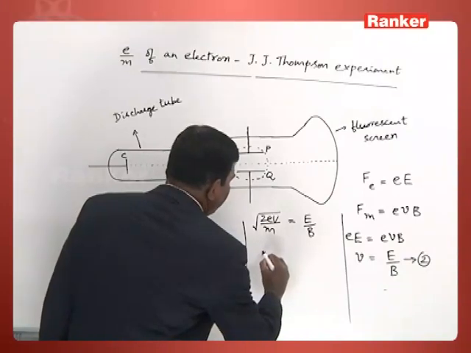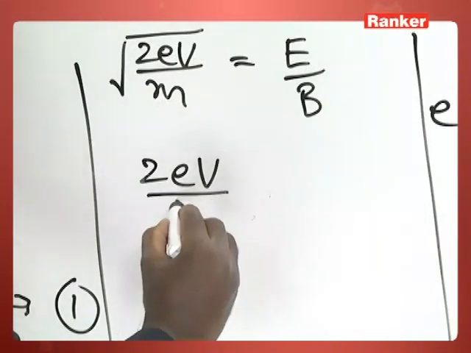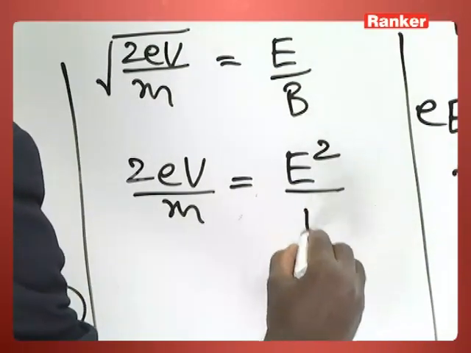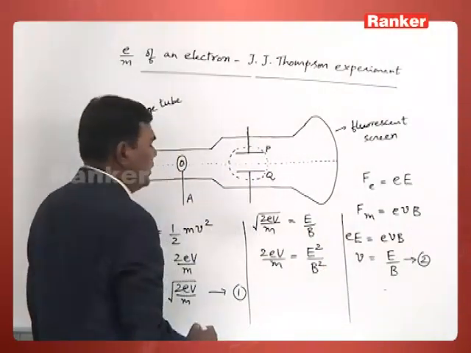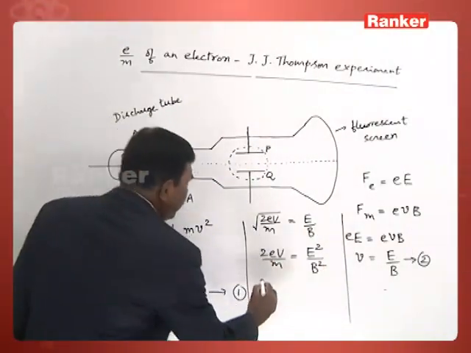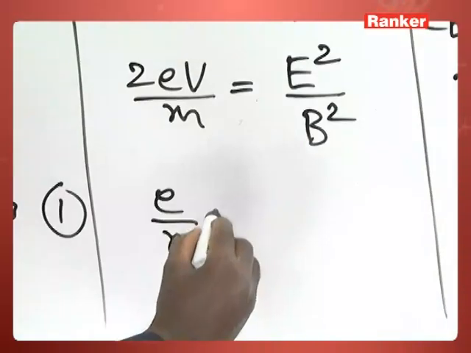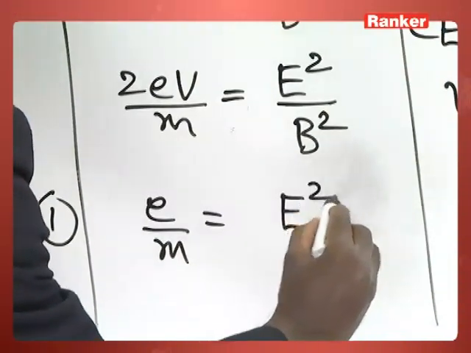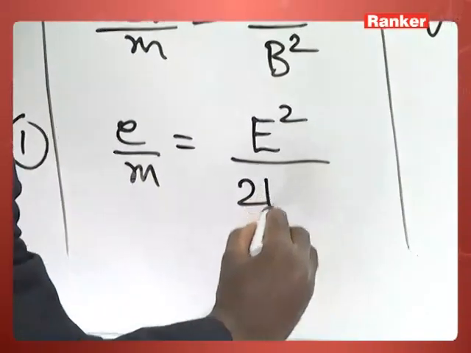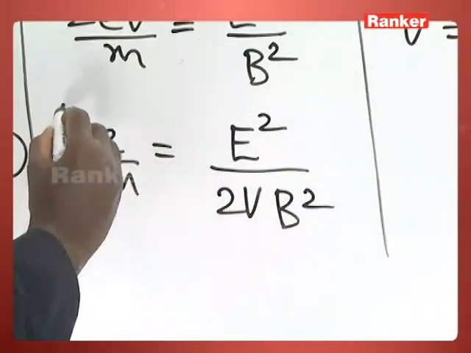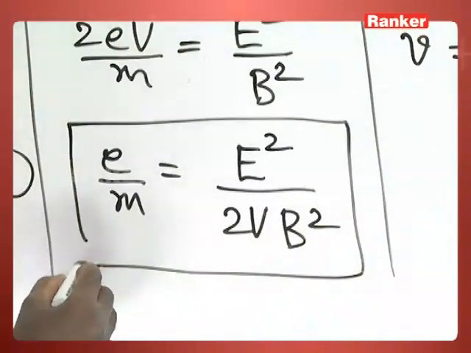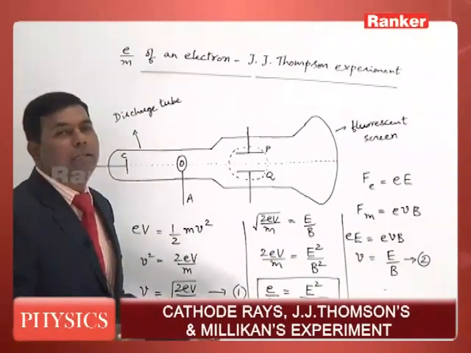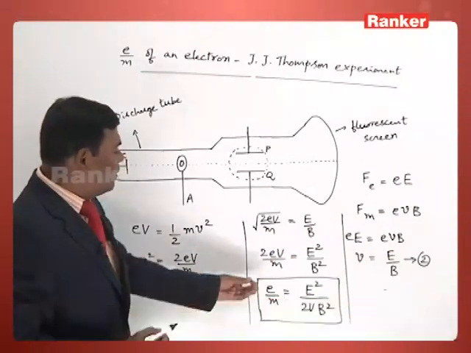Squaring both sides, you will get 2eV by m equal to E square by B square. We are squaring the equation on both sides. From that, I can write the expression for e by m, which is equal to E square divided by 2VB square. That gives you the required expression for the specific charge of the electron. Specific charge means the ratio of charge to the mass of the electron, that is given by that expression.